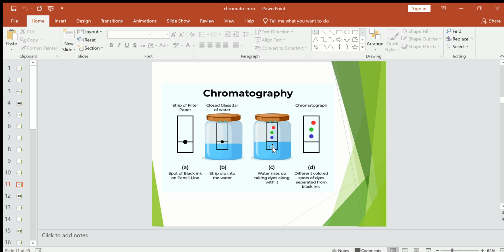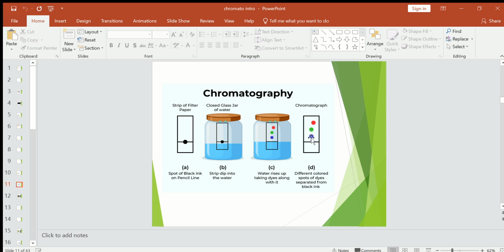Now you can see here, you can only say this is a black spot, but after development of the chromatogram, you can see three different spots. So after the development of the chromatogram, you remove the chromatogram, and then you let it dry, and after drying, calculate the RF value.